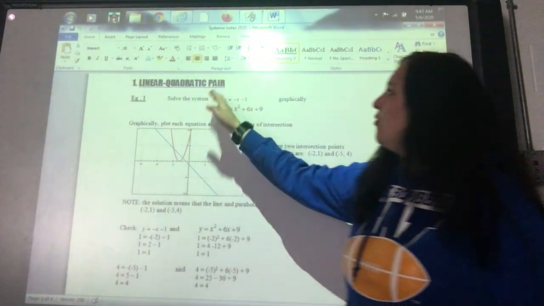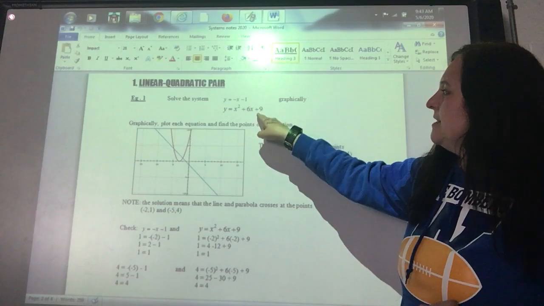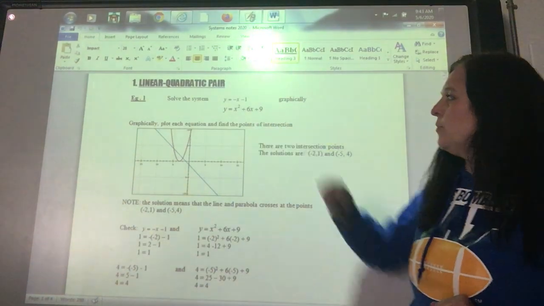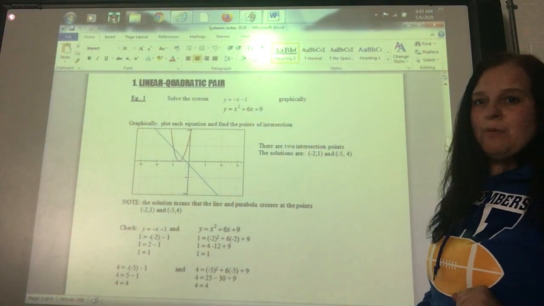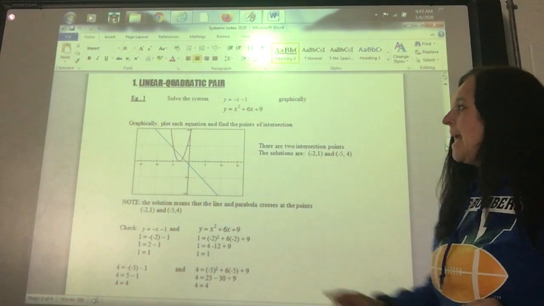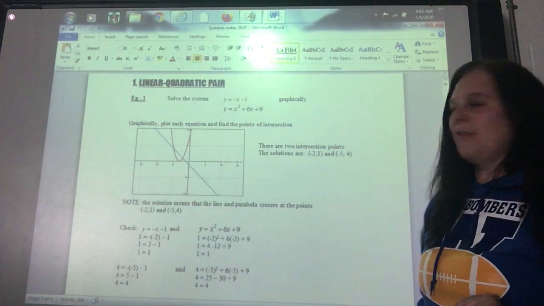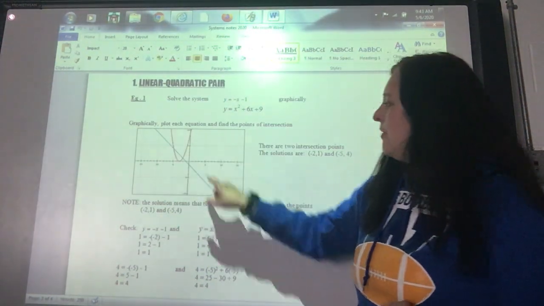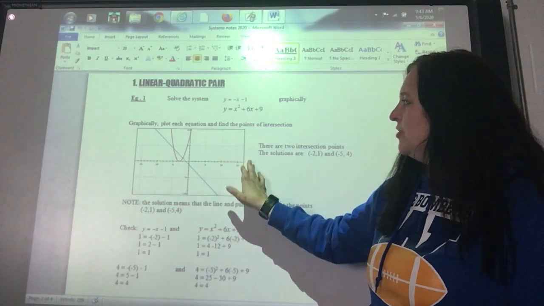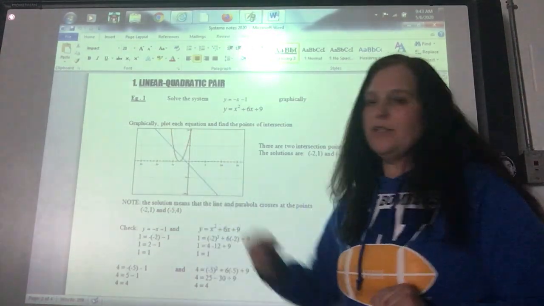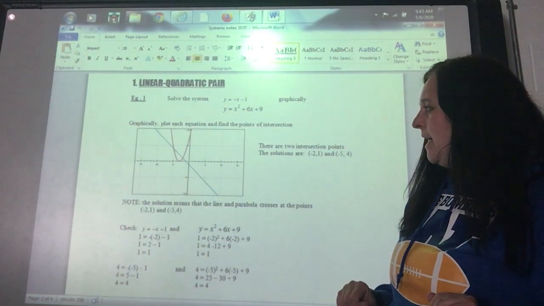The first one is a linear quadratic pair. So again, solve the system by graphing. One's a line, one's a parabola. You know how to graph lines and parabolas by now, so use whichever method you want. I've done it on Desmos, so I've pre-done it. When you graph them together, remember you do need a scale, which I have. You should have X, Y axes and arrowheads on each of those. My program doesn't add arrowheads.